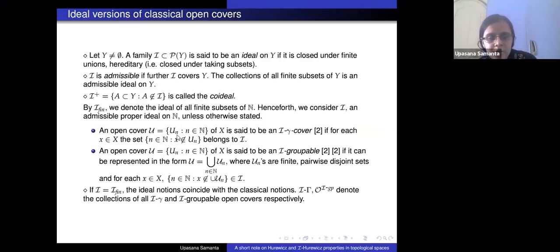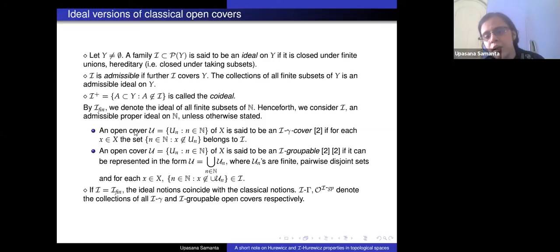A countable open cover is said to be an I-gamma cover if for each x, this set belongs to I. That means the set of n where x is not in U_n is not a very big set, but it is not as small as a finite set either. In this way, it generalizes the notion of the classical gamma cover. It is a bigger class than the class of all gamma covers.